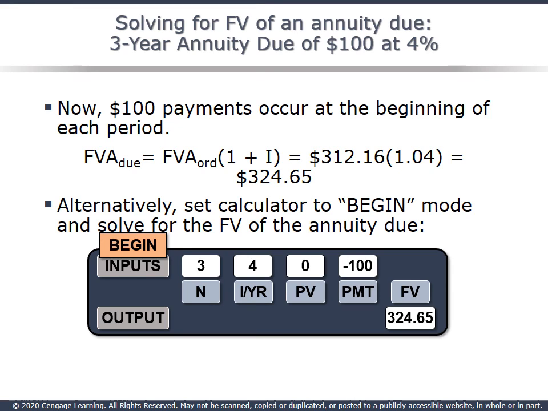It really isn't that hard. There is a way to solve it with your calculator, but you have to change the mode, and you got to make sure you put it back to the original mode. I think the easiest way is just taking the answer to the ordinary annuity, multiplying it times 1 plus the interest rate, and voila, you get the future value of an annuity due.